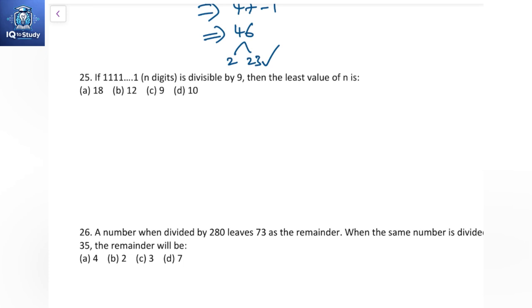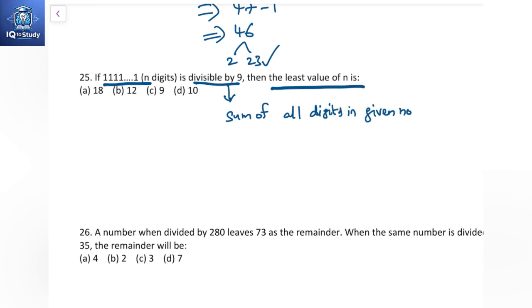If 1, 1, 1 and so on, 1 with n digits, is divisible by 9, then the least value of n is. The divisibility rule of 9 is that the sum of all digits in the given number is divisible by 9. For 1, 1, 1 and so on, let n equal 1, which is not divisible by 9.